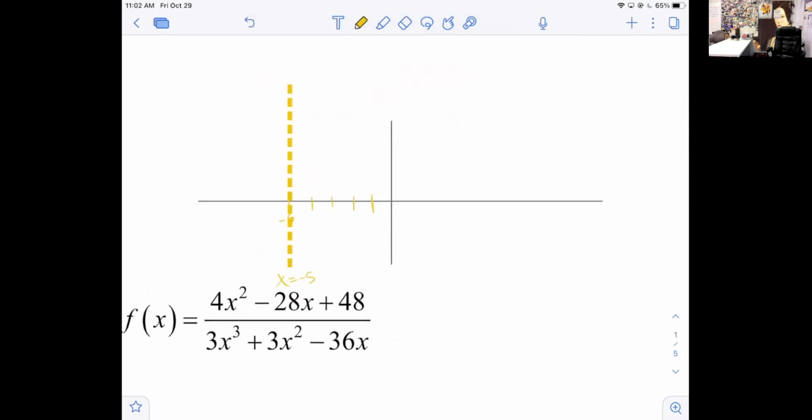Now look, we have a vertical asymptote. So I know the graph lives to the left and to the right. Cool. Is that enough to complete our sketch? No, we need more info.